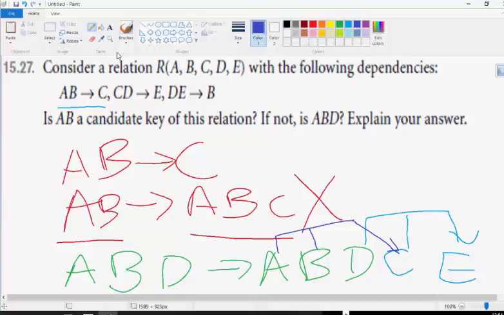So the explanation has two parts. Show it leads to everything. Show that it's minimal. I hope everyone is cool. Okay.